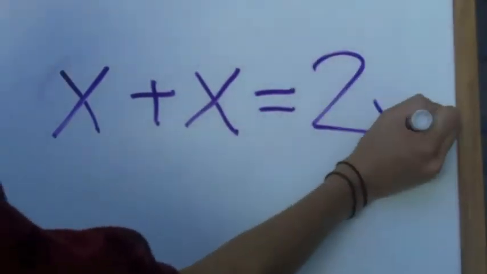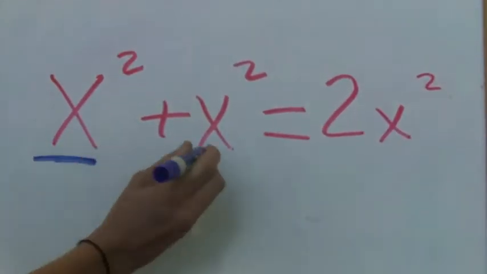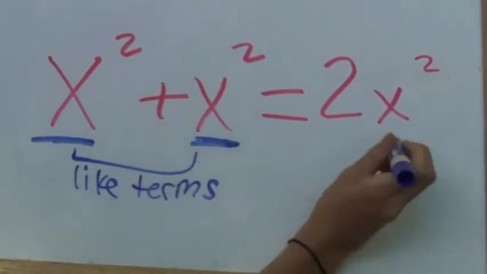Exponents are those little bitty numbers you see floating next to the big ones. We know x plus x equals 2x. So, x squared plus x squared equals 2x squared, because they're like terms, we can add them together to equal 2x squared.